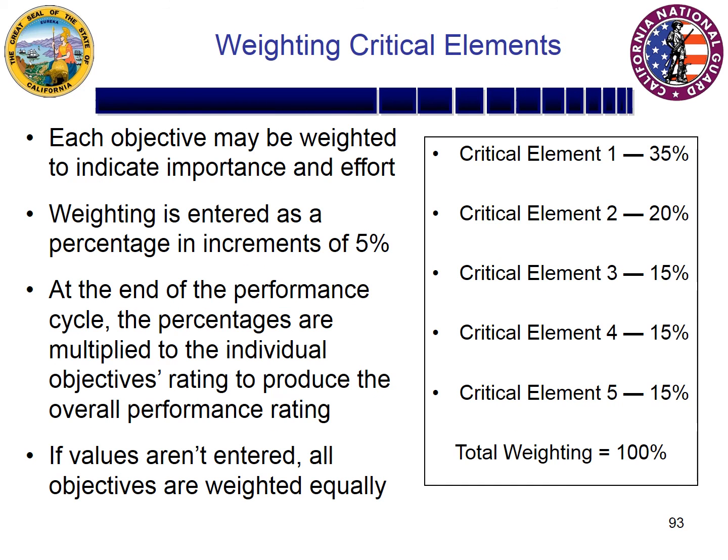One other option is weighting your critical elements. If you decide to do that, you need to ensure that each objective can be weighted to indicate the importance and effort. Weighting is entered as a percentage in increments of 5%, and at the end of the performance cycle, the percentages are multiplied to the individual objective ratings to produce the overall performance rating. If the values aren't entered, all the objectives are weighted equally. Please ensure that the total is 100%.